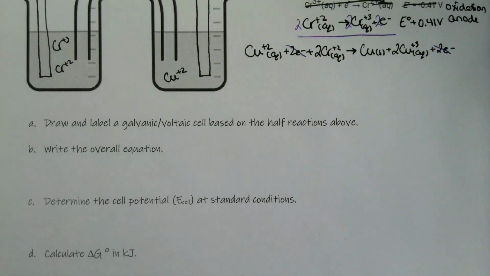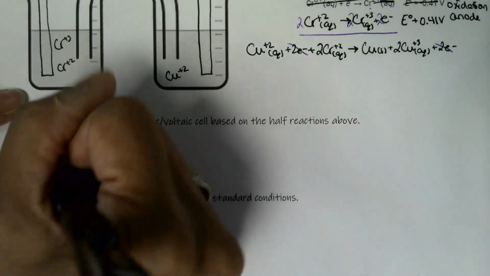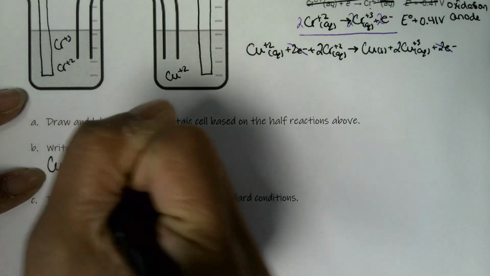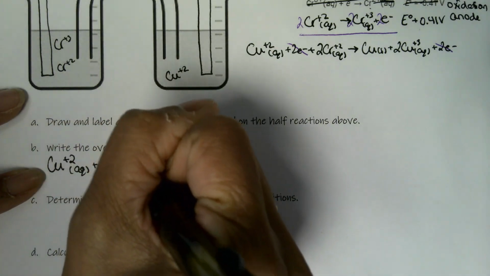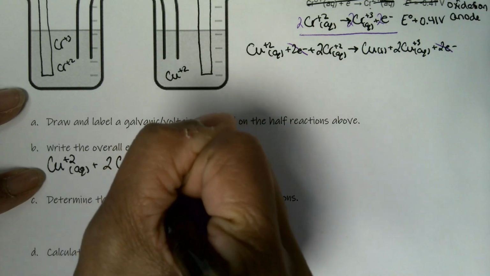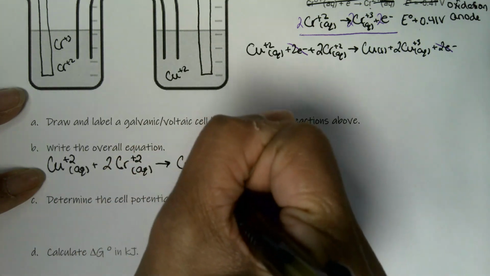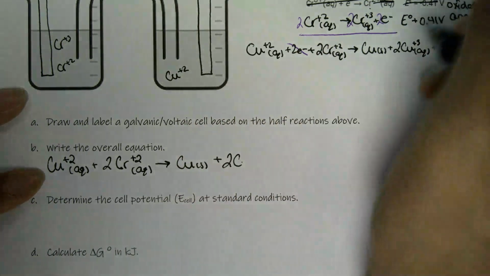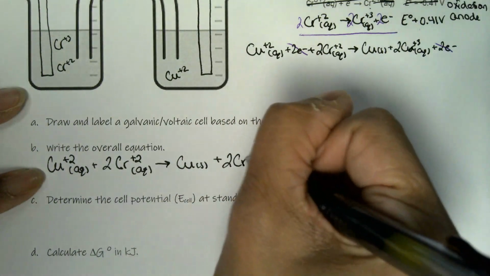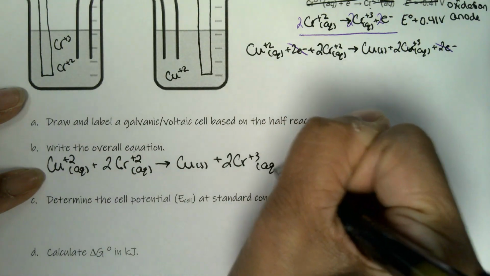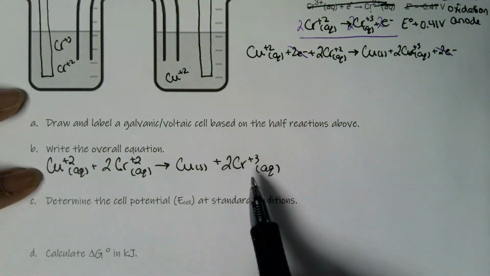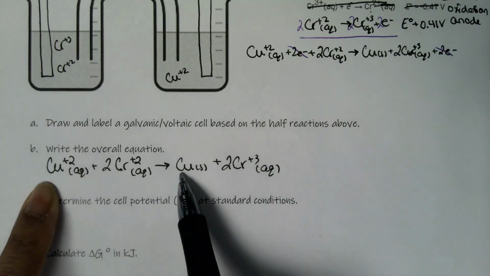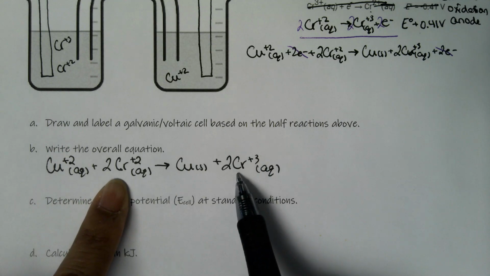So coming down here for B, I'm taking this, but just getting rid of the electrons. So I have Cu+2 aqueous plus 2 Cr+2 aqueous produces Cu solid plus 2 Cr+3 aqueous, my bad, that was supposed to be Cr+3. Cool. So hopefully everything balances out and cancels out as I need it to. So I have the same number of Cus on each side. I have the same number of Crs on each side.